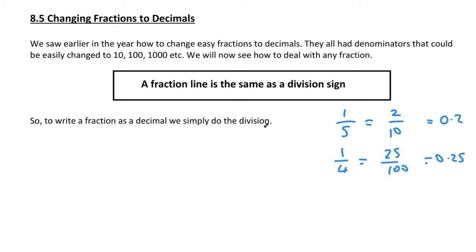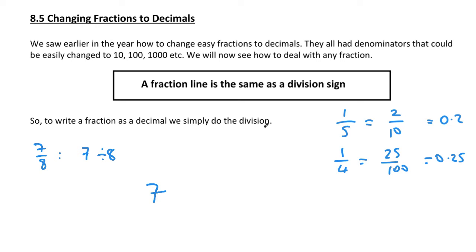But now what we're going to look at is how to deal with any fraction. The way in which we do that is by considering that the fraction line, the line separating the numerator and the denominator, is the same as the division sign. So to write any fraction as a decimal, we simply do the division. So if we had 7/8, that means 7 divided by 8. So then we just divide 7 by 8.